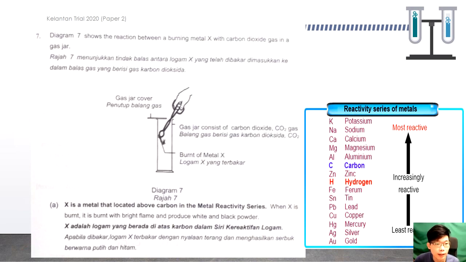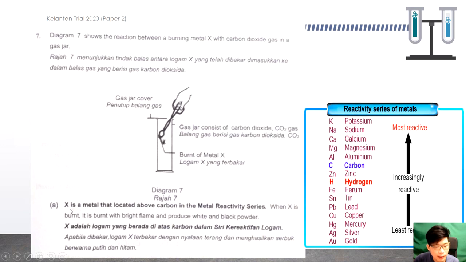Question 7. The diagram shows the reaction between burning metal X with carbon dioxide gas in a gas jar. If we look into the diagram, the gas jar is covered with a cover, and inside the gas jar it contains the carbon dioxide gas, and then we put a burning metal X into the gas jar containing the carbon dioxide gas.